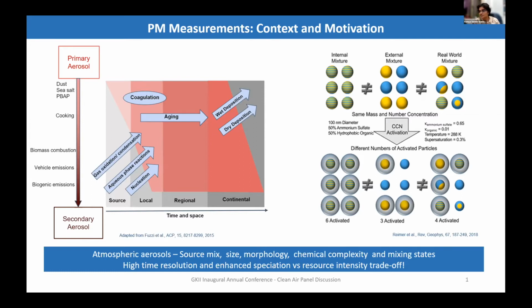Peter spoke to you, for example, about GCMS measurements, highly time-resolved measurements. We typically talk about filter-based, time-integrated bulk aerosol measurements.